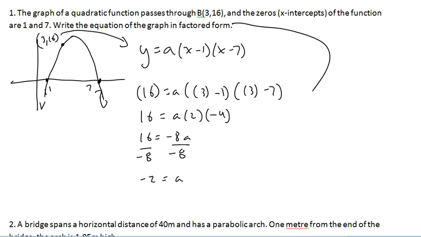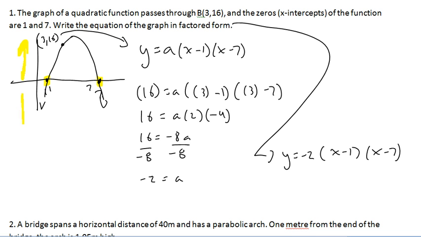So they want us to write the equation. So here's our equation. y equals negative 2 times (x minus 1) times (x minus 7). Okay, so notice that that's going to mean we've got x-intercepts at 1 and 7, and we've got a vertical stretch of 2 away from the x-axis, opening down.